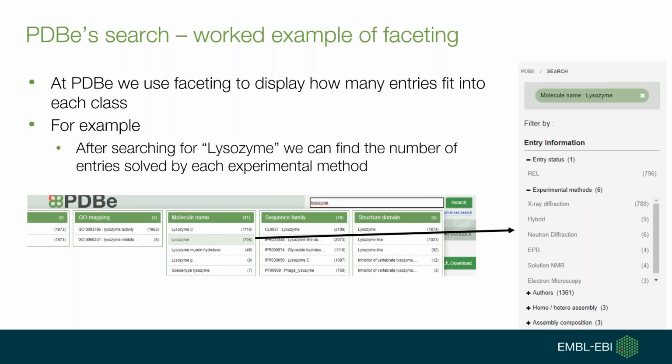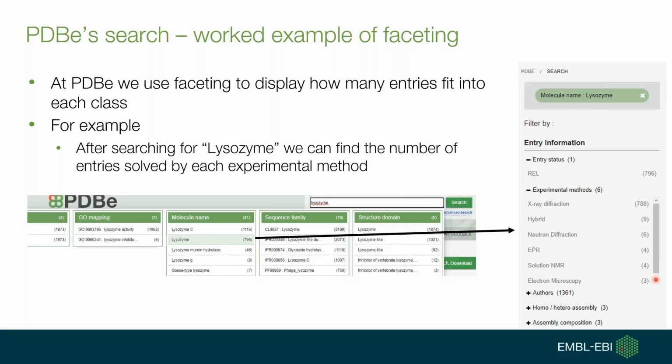Going through another worked example of the faceting that I showed at the very beginning of how this works within our search. For example, we've searched for lysozyme here, and then we want to find out what are the different experimental methods that are used for solving the structures of lysozyme. This is available in the facets on the left-hand side of our search results, which are shown here.